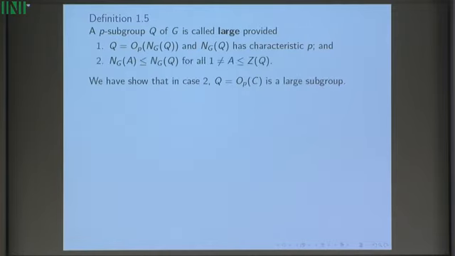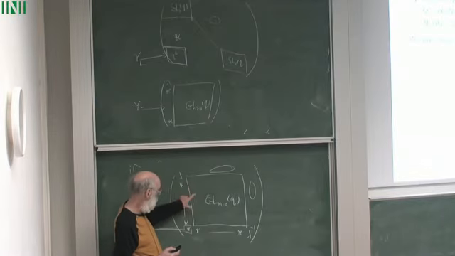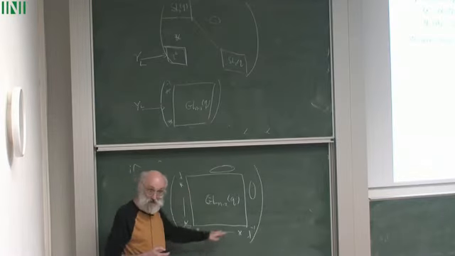Really what I wanted to get to was this. So you start with a group G, and you suppose it's got a subgroup Q, a P subgroup Q, that has the property that Q is OP of its normalizer. So Q could be this here. If I take its normalizer and take its OP, I still get the same group I started with.